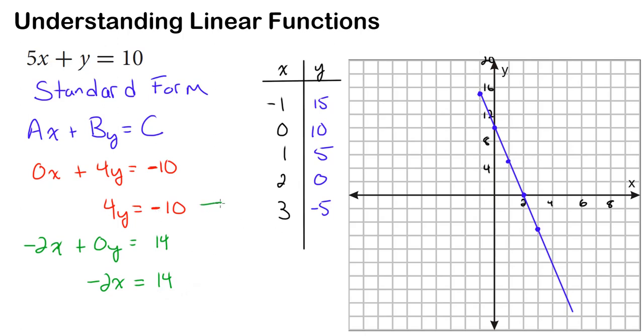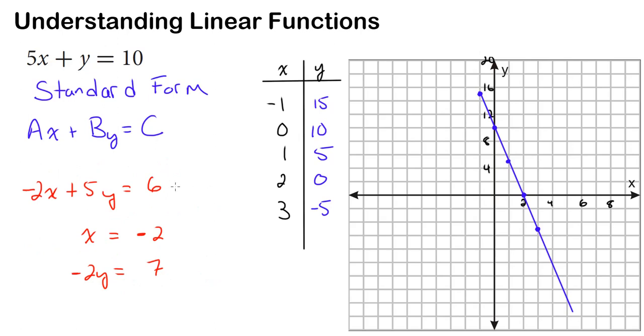So both of these, 4y equals negative 10 and negative 2x equals 14, are still in standard form, which means the graph of either one of these equations would form a straight line on a coordinate plane. So all three of these examples here are linear equations written in standard form.